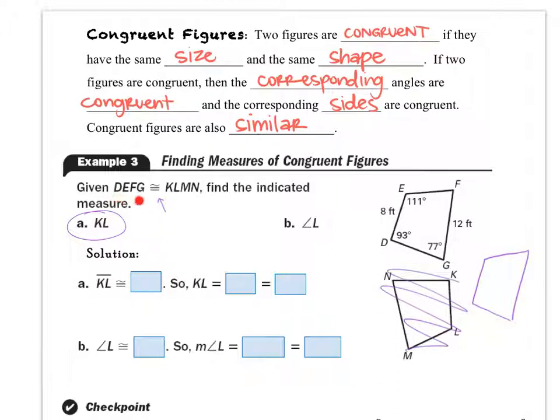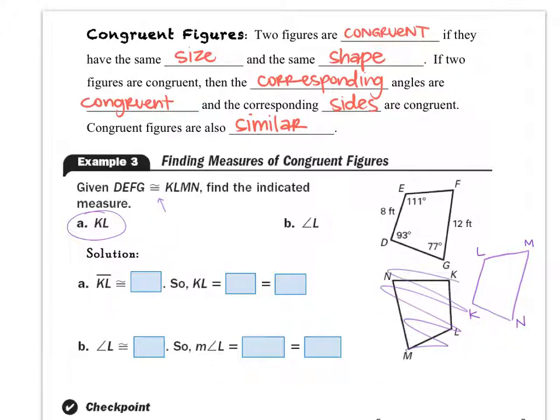So D and K need to be in the same spot. And so since D is in the bottom left, I'm going to put K in the bottom left. And E and L need to be in the same spot. So if E's in the top left, I will put L in the top left. And F and M, so if F's in the top right, I will put M there. And that leaves N down in the bottom right corner.